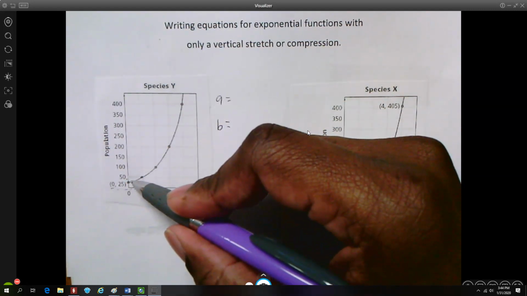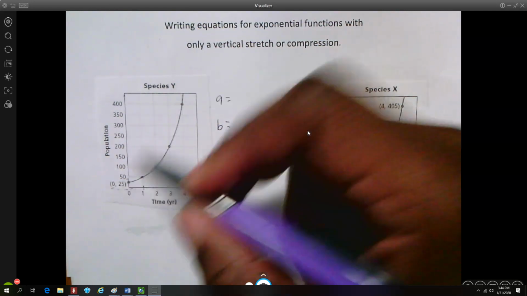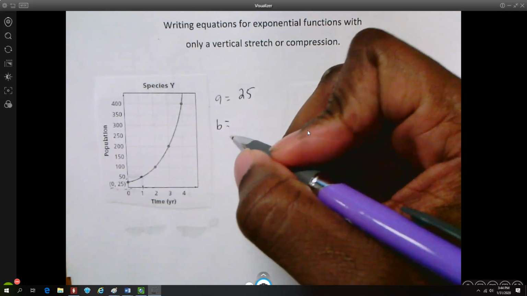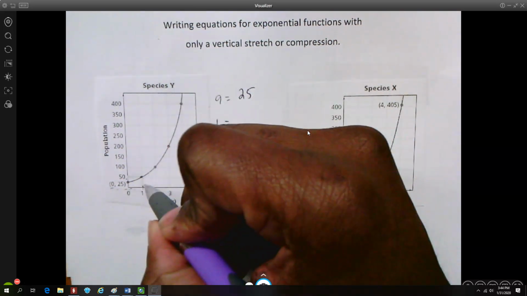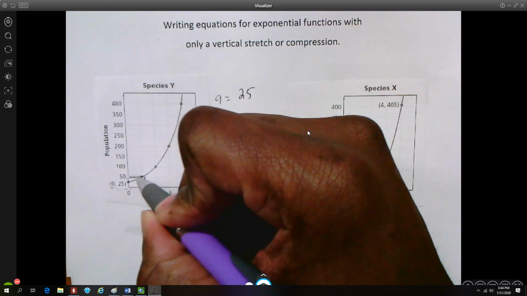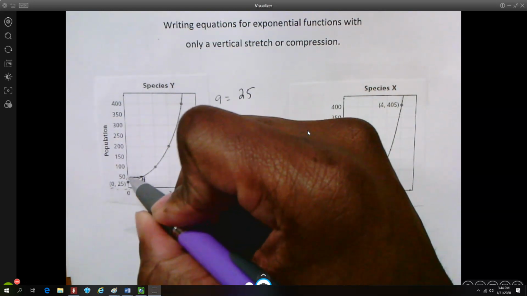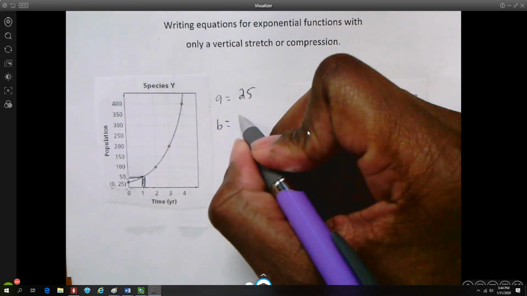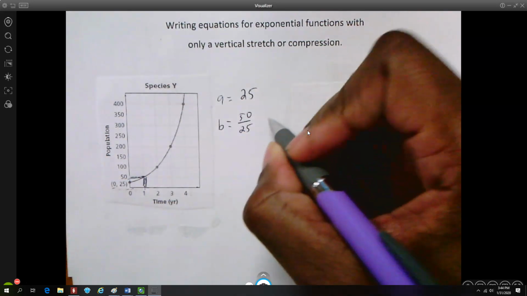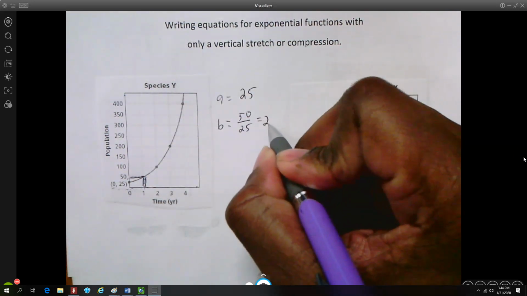The a value is simply going to be the y-intercept, the y value at the y-intercept. So the y value there is 25. The b value is pretty easy to find too. You're going to go over to 1, then you can go over and touch the graph. You're looking for the y value when x is 1. And the y value there is 50. You should take the 50 and divide it by a, which is 25. So b would be 50 over 25, which is 2.